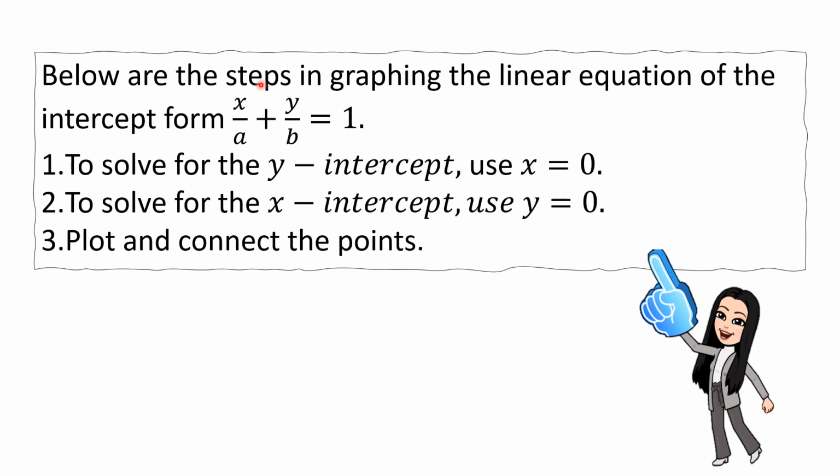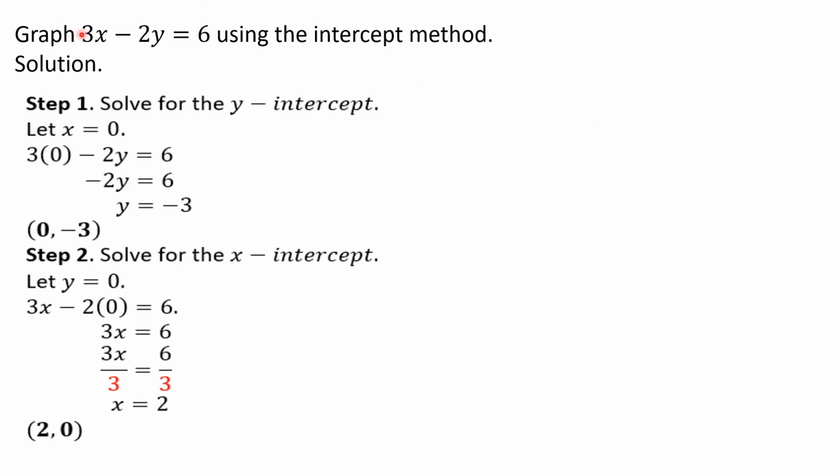So below are the steps in graphing linear equations in intercept form, x over a plus y over b equals 1. To solve for the y-intercept, use x equals 0, and then to solve for the x-intercept, use y equals 0, then plot and connect the points. So let's have an example. Graph 3x minus 2y equals 6 using the intercept method.